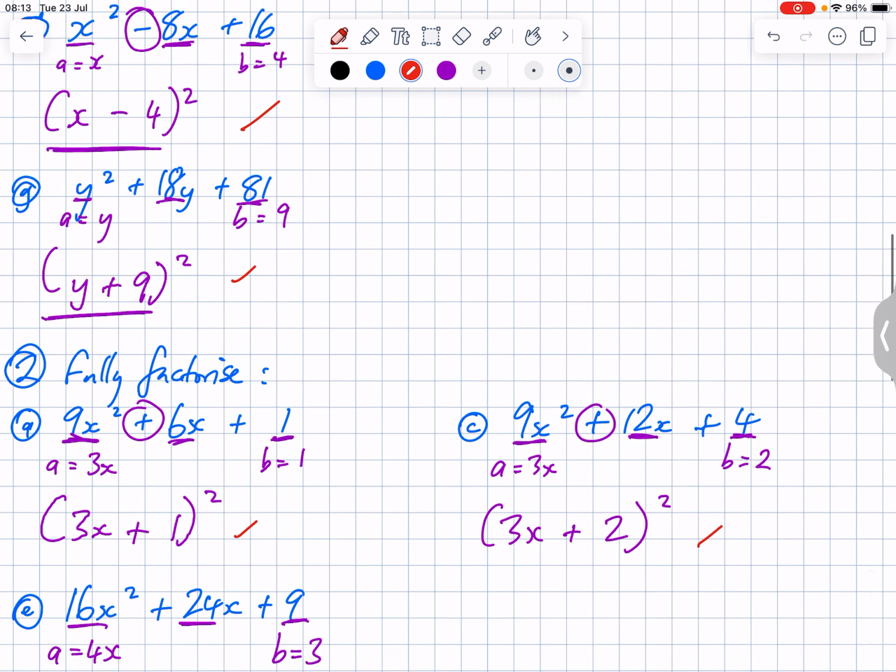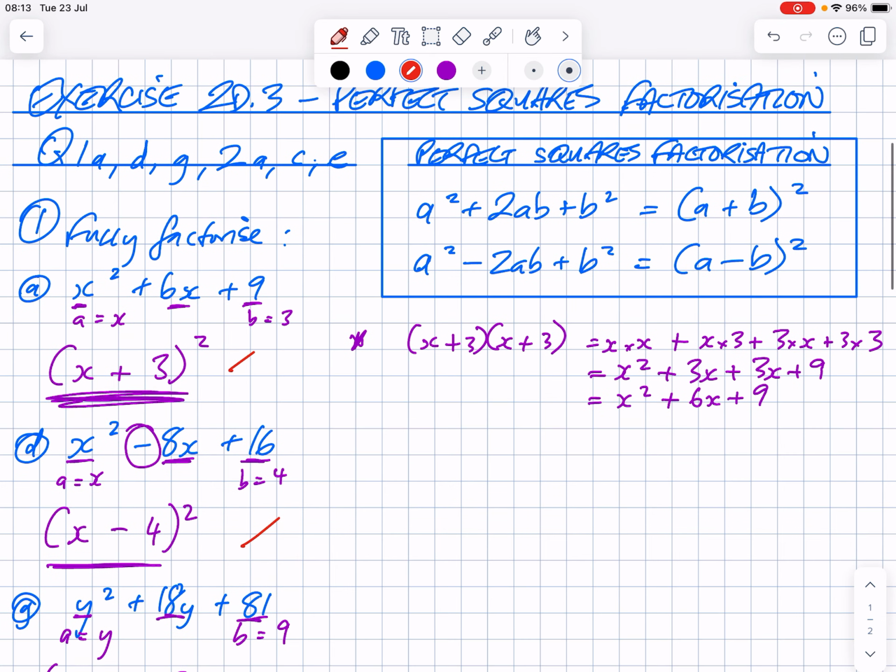So that is how you handle perfect squares factorization. Look for 3 terms. Check that 2 of them are squared numbers. Work out what the number is that you times by itself to get those squared numbers. Check that it's 2 times a times b is the remaining term, and then apply the rule. If there's a subtraction, you'll apply this rule instead.